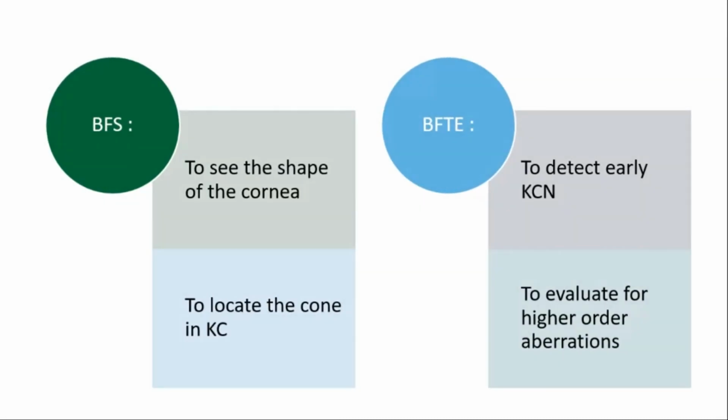The reference surfaces which are used by the machine are best fit sphere and best fit toric ellipsoid. BFS shows the shape of the cornea, but it doesn't detect early keratoconus. But BFTE detects early keratoconus. BFS is especially used to locate the cone in keratoconus, whereas BFTE is helpful to evaluate the higher order aberrations.